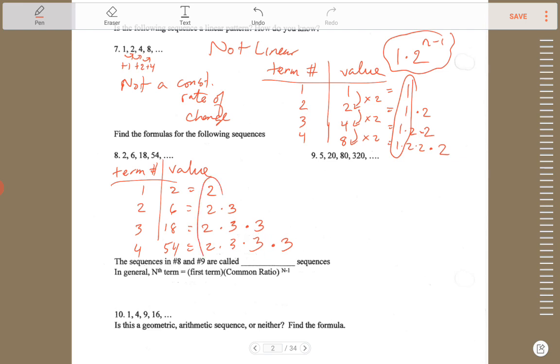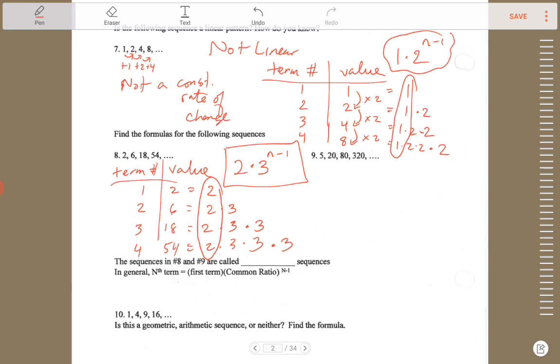But look, this is what always remains consistent: you always have a 2 in there, and you always multiply it by 3. How many 3's do you have? You have 1 3 in the second term, 2 3's in the third term, 3 3's in the fourth term, or basically you always have 1 fewer 3 than the actual term number. So that would be our sequence in this case.